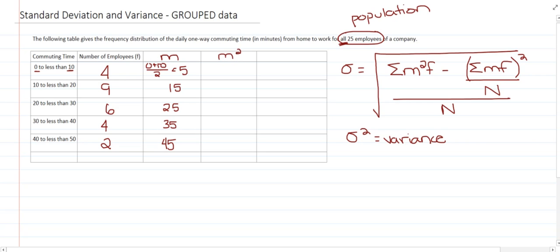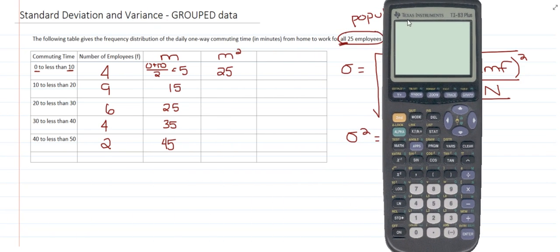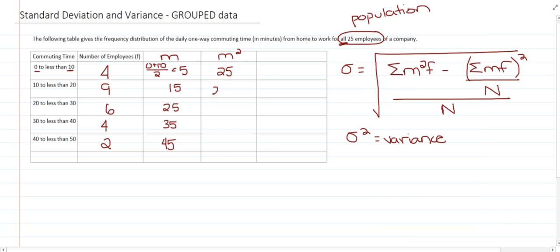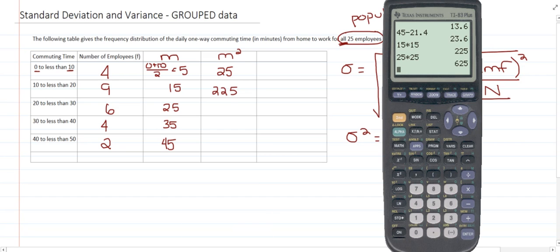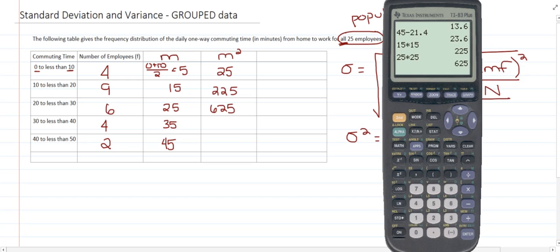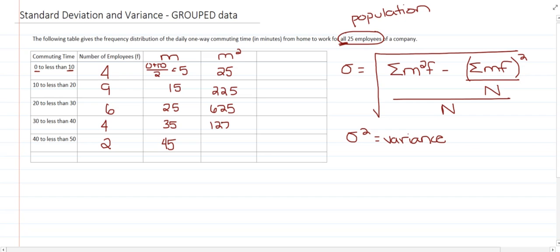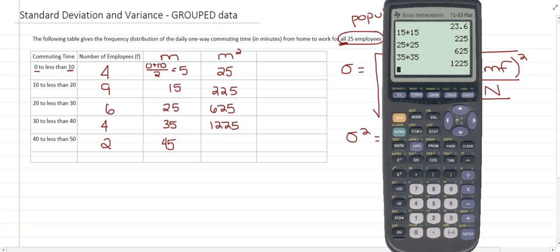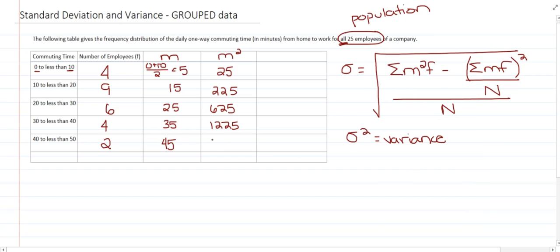Okay, so midpoint squared is going to be 5 squared, 25. 15 squared is going to be 15 times 15, should be 225. 25 squared, 25 times 25, 625. Then we have 35 squared, 1225. And then we have 45 squared is going to be 2025.